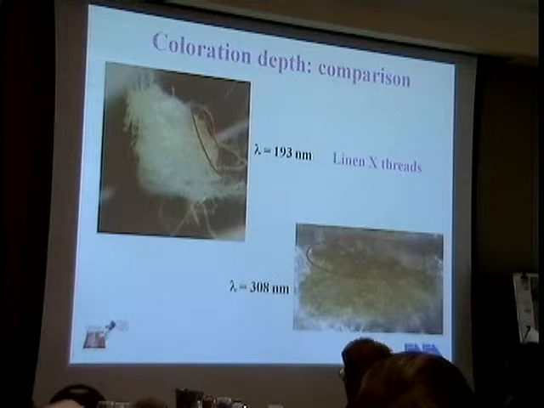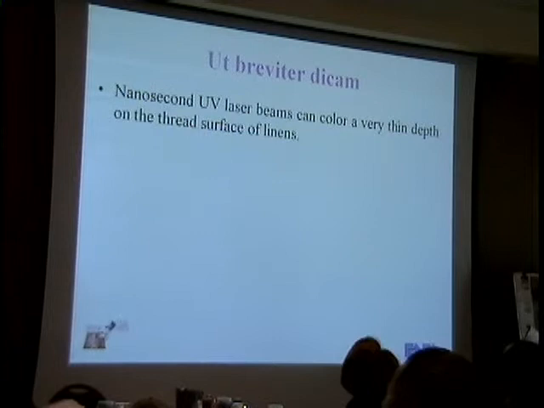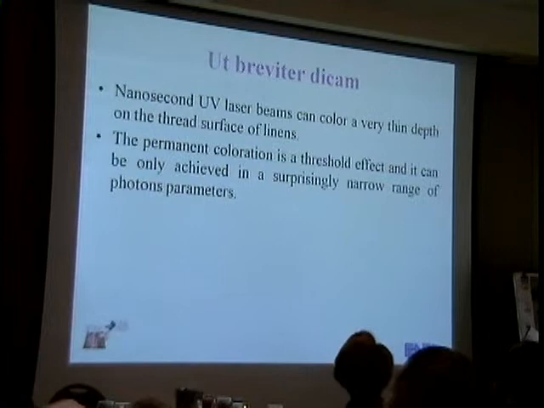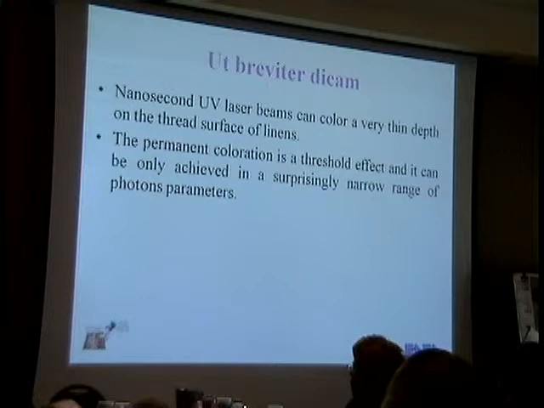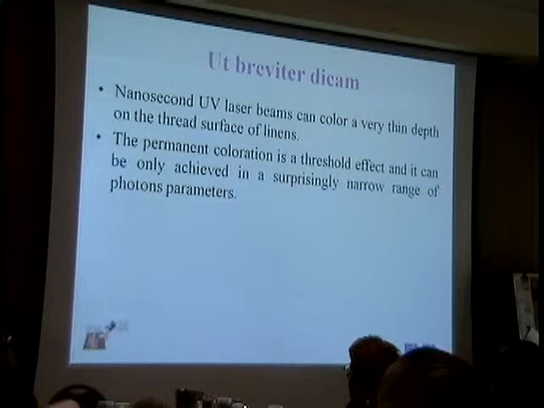We are going to the end. Just to summarize, we have shown that nanosecond pulse duration ultraviolet laser beam can color a very thin depth on the surface of the linen. The coloration is permanent. After many years, they are still colored. And it can be achieved in a very, very narrow range of photon parameters. And this is absolutely an unusual situation with respect to the common fields of laser coloration of textiles.